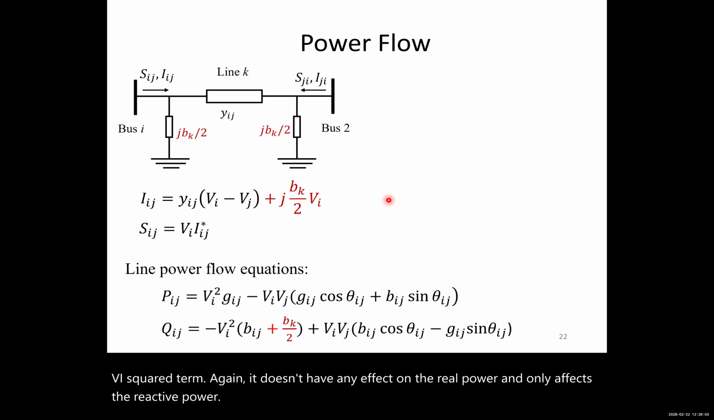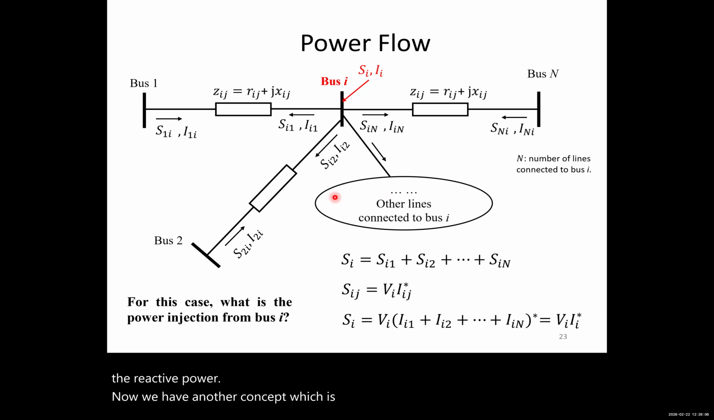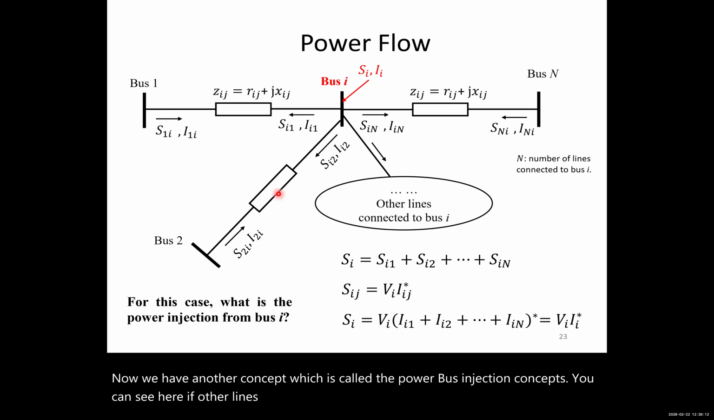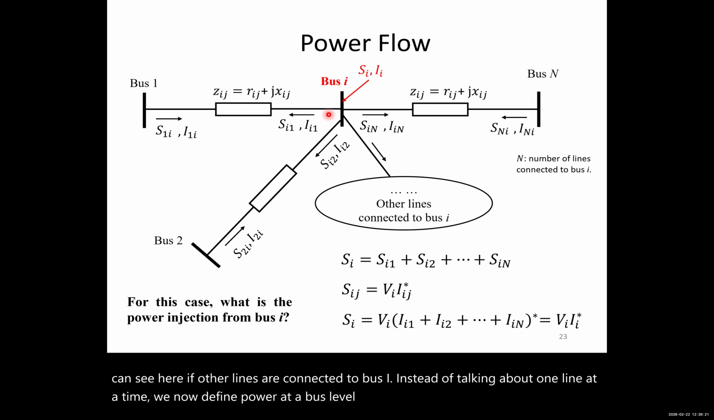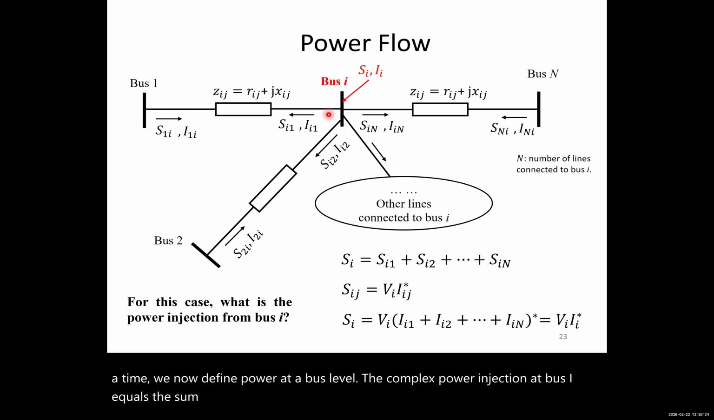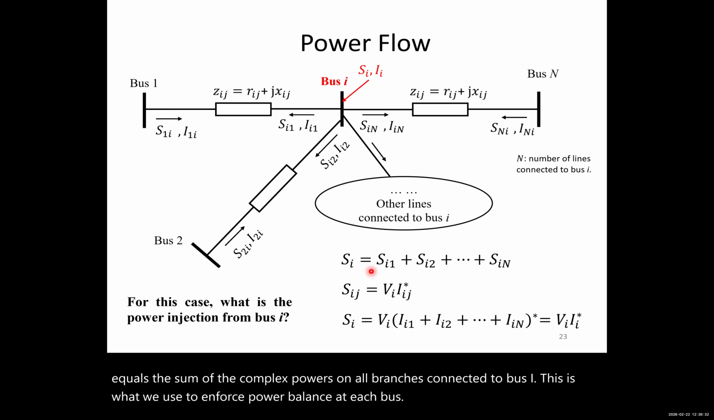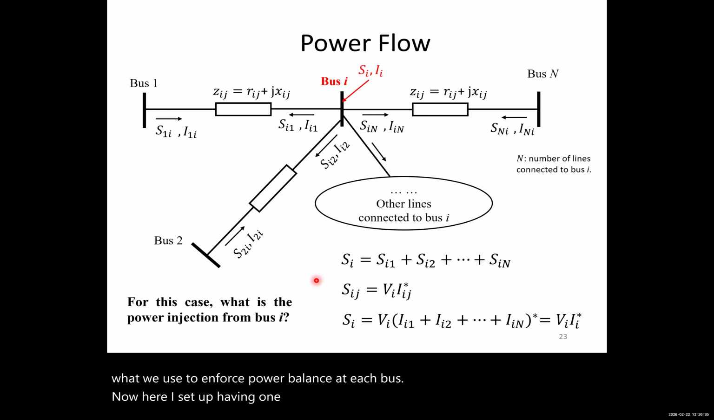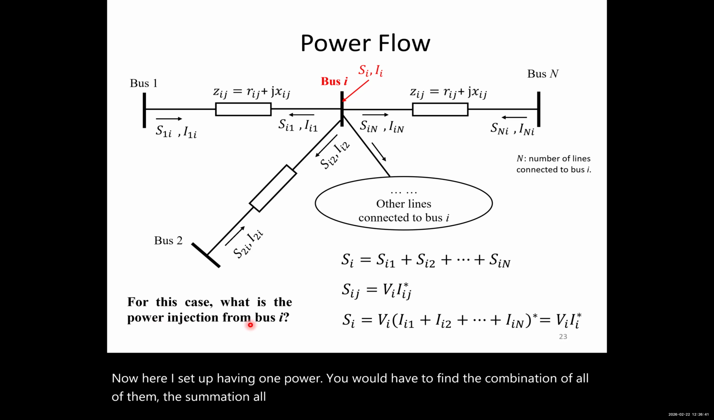Now we have another concept which is called the power bus injection concept. You can see here if other lines are connected to bus i. Instead of talking about one line at a time, we now define power at a bus level. The complex power injection at bus i equals the sum of the complex powers on all branches connected to bus i. This is what we use to enforce power balance at each bus. Now here, instead of having one power, you would have to find the combination of all of them, the summation of all of them. For this case, what is the power injection from bus i? Let's go to the next slide.